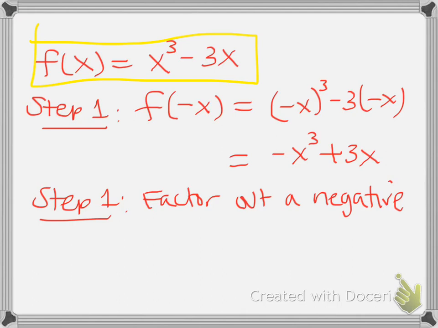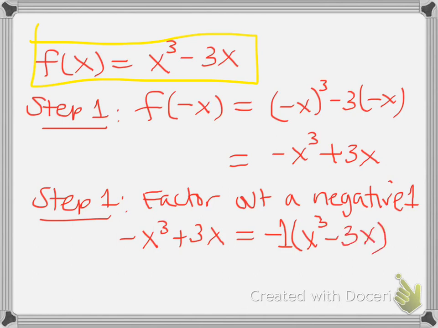Okay. And so we're going to take negative x cubed plus 3x. And if we factor out a negative, actually we could say a negative 1. It's really a 1 there. We just don't write it, but it's always a 1 being multiplied by any number. So if we factor out a negative 1, then we'll get x cubed minus 3x, and then you can multiply back through to check.